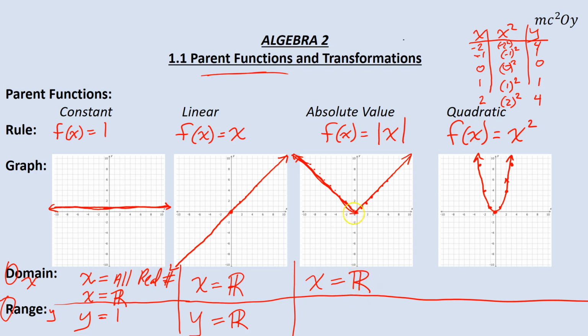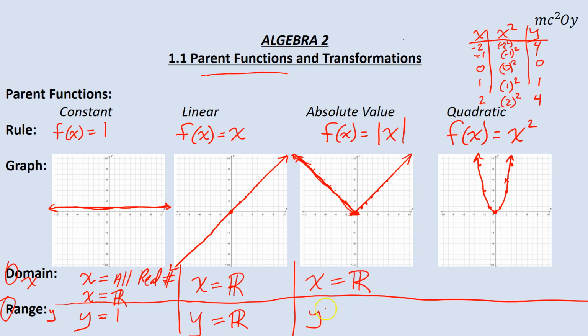Now in terms of Y, notice it starts here at 0 and it only goes upward. It doesn't go downward. So at 0, you have a Y value of 0. Your output is 0 when X is 0. Your output is 1 when X is 1 and -1. Your output is 2 when X is 2 and -2. Your output is -1, never. And your output is -2, never.